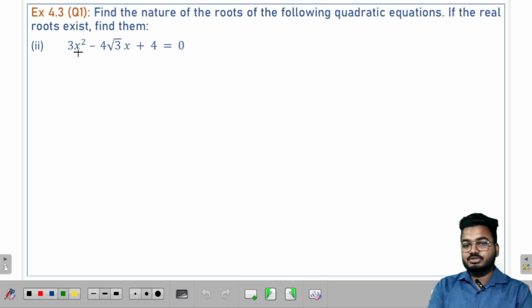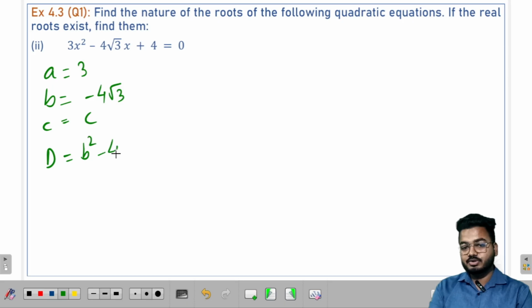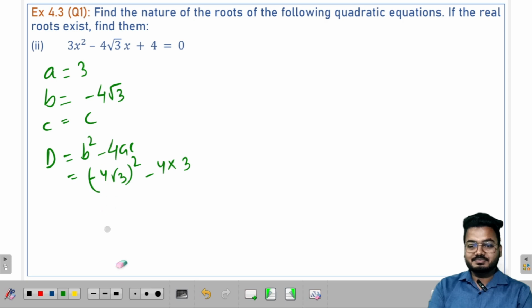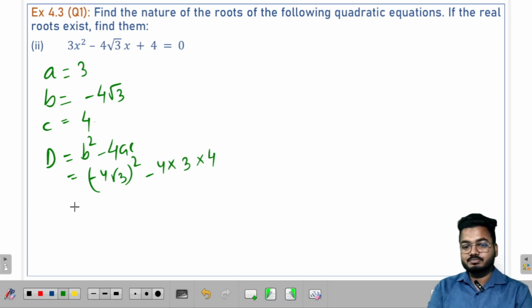Now the second question is 3x square minus 4 root 3x plus 4 is equal to 0. What is the value of a, b and c? The value of a is 3, b is minus 4 root 3 and c is 4. So if I want to calculate d, that will be b square minus 4ac. So b square, that is minus 4 root 3 whole square, minus 4 into the value of a, 3. Wait a minute. Let me write the value of c here. What is the value of c? The value of c is 4. So 4 into a into c.